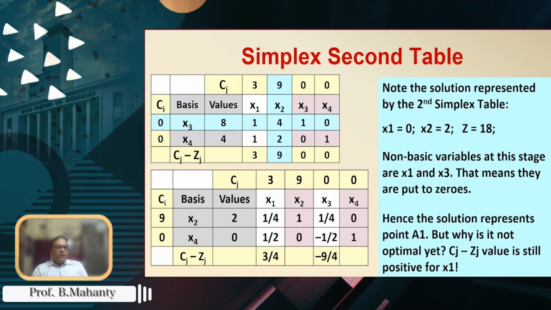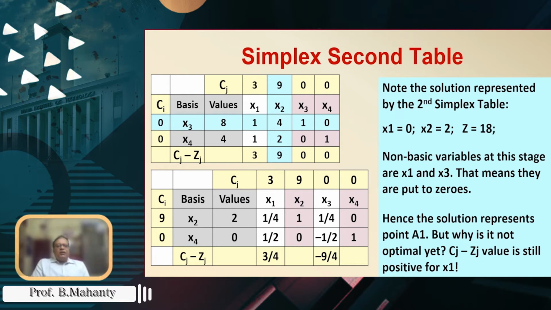Why? Because look here, for x1 it is 3 minus 9 by 4, so it is 3 by 4. Whereas for x3, 0 minus 9 by 4, so minus 9 by 4. So 3 by 4 is still positive. That means x1 can still come into the basis.